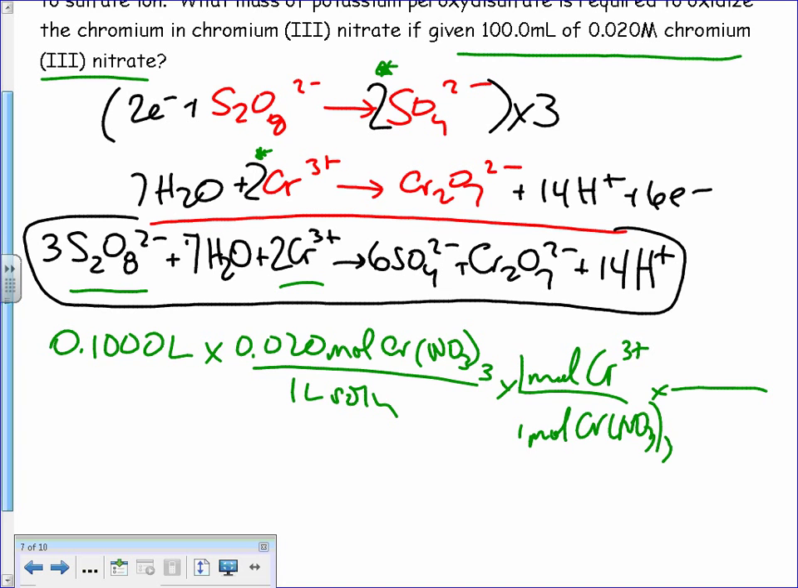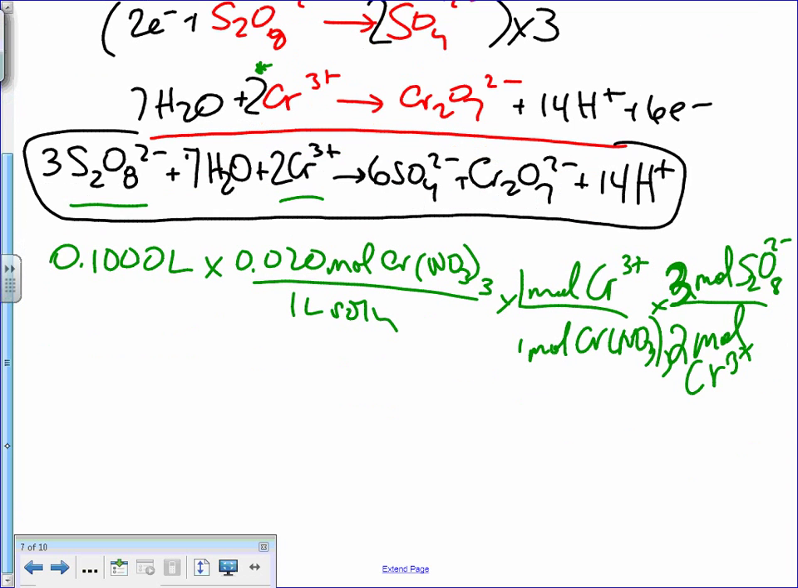Chromium-3 plus to peroxidized sulfate. So 2 moles of chromium-3 plus to 3 moles of peroxidized sulfate, S2O8 2 minus. Okay, remember the question asked for mass of potassium peroxidized sulfate. So what's your next step? Internal mole ratio to get to potassium peroxidized sulfate. And this is where your internal ratio is different.